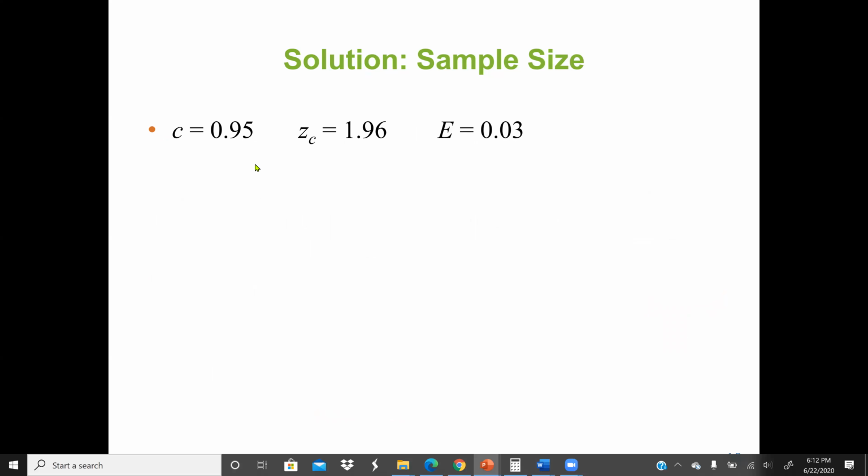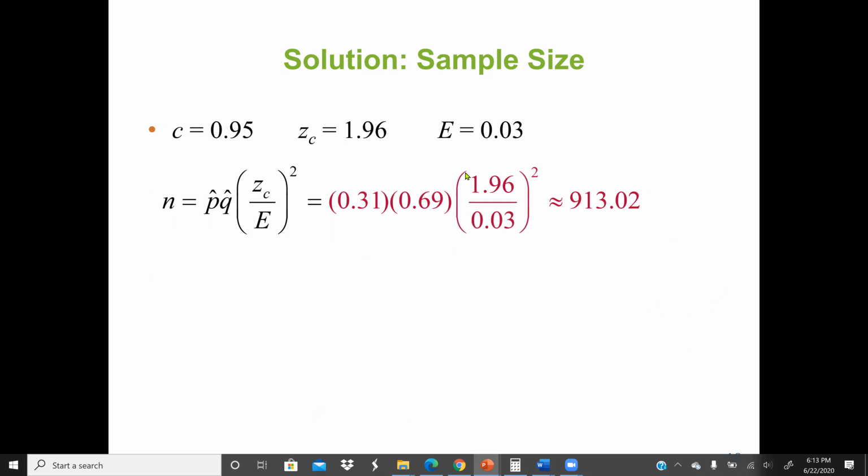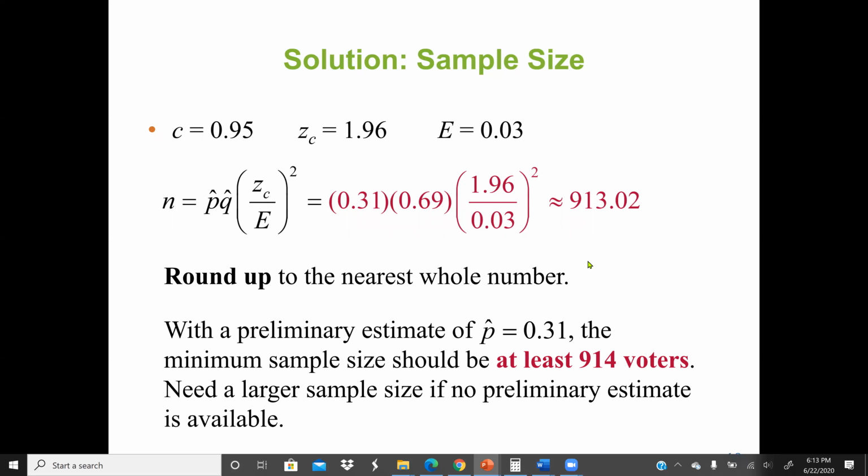So we know the C value is 0.95, and ZC for a 95% confidence interval will give me 1.96. E also is 0.03. With these three values, we can find the sample size: P hat, Q hat, ZC over E, all squared. That gives us 913.02. So we round up to a whole number. Our answer will be 913.